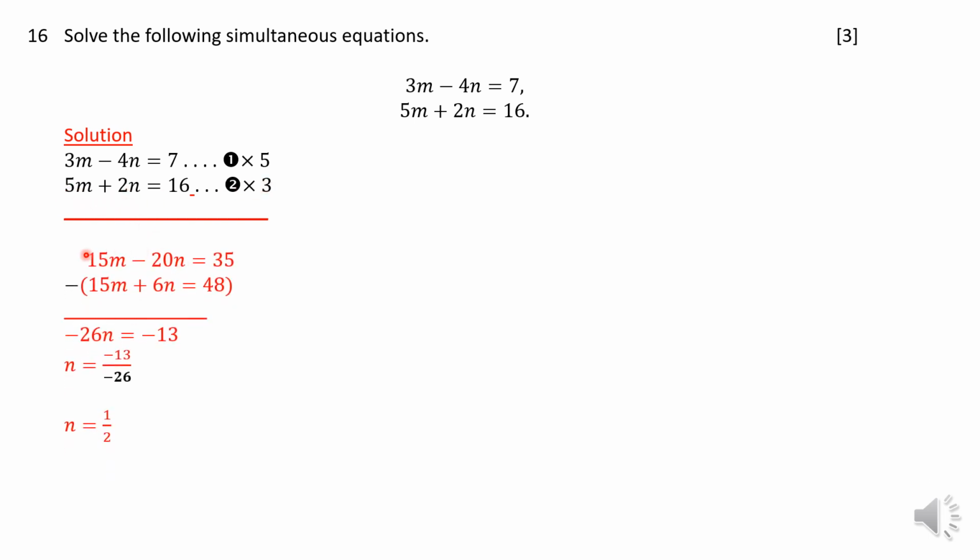So what I'm left with, I've got 15m minus 20n equals 35. This is the first equation multiplied by 5. The second equation, multiplied by 3, gives you this. Now I subtract because I'm eliminating the m's. When I do that, I'm going to be left with, and here's the catch, -20 minus 6 is -26. Use your calculator. And then 35 minus 48, that is minus 13. So if you are looking for the value of n, you divide throughout by -26.